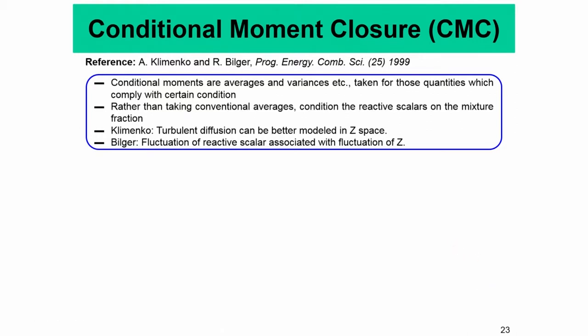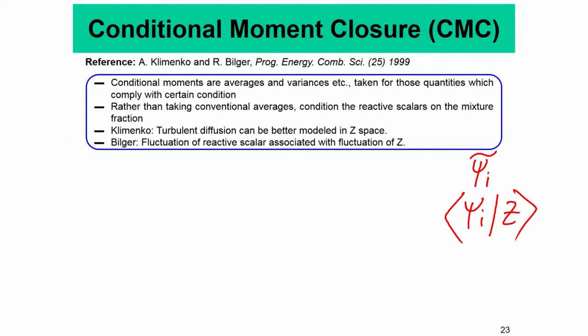Okay. So this is how the conditional PDF is formed, and from that one can obtain the conditional averages also. So the conditional moments are averages and variances taken with quantities which comply with a certain condition, and rather than taking conventional averages, the conditioning is on the reactive scalars and the mixture fraction. Okay. So in this conditional moment closure we will not go directly with a mean like this chi average that we were discussing. What we want is something like this: given an average, the chi given Z. At a particular point, if you know the value of Z, what is the average of chi? So that is the conditional average of chi given Z. Okay. So that is what we are interested in here.